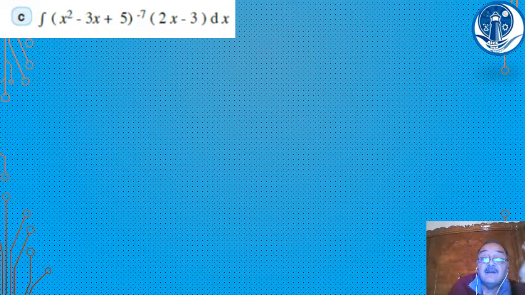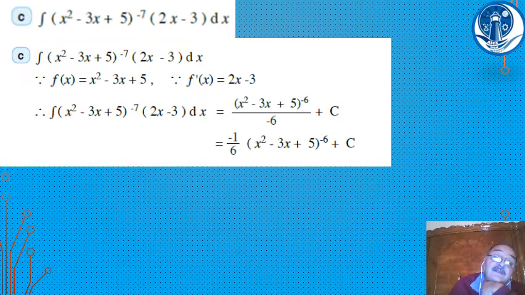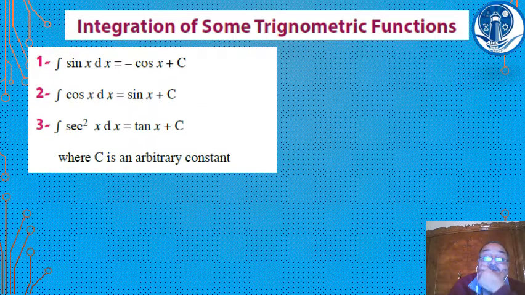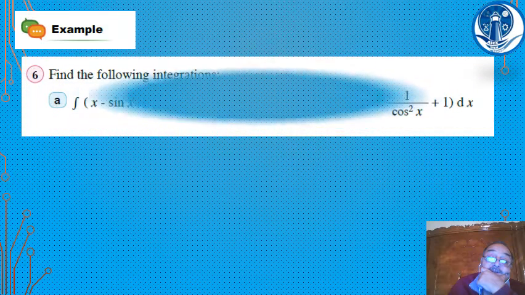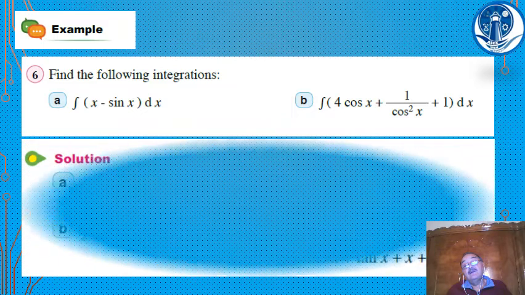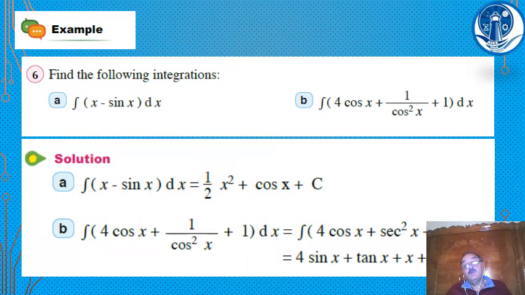Here is another problem. x squared minus 3x plus 5, all to the power negative 7. This is the derivative inside the bracket, and you just add 1 and divide by the new power. It will be an easy one. Integration of some trigonometric functions again: sine, cosine, sec square. Here is an example. Find the following integration: cosine x minus tan x dx, and 1 over cosine square x plus 1 dx. Okay, and here is a solution.